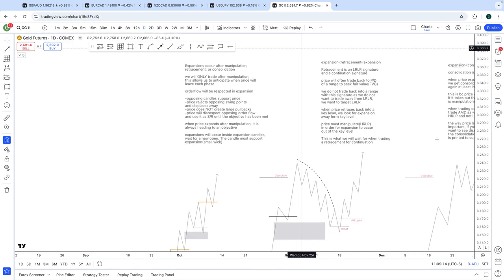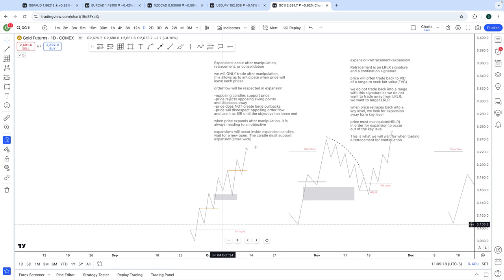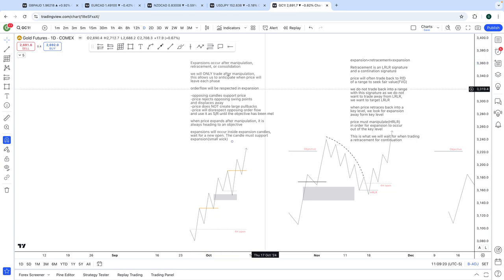So let's get in over here. This is expansion right here. This is what we want to trade. Expansion occurs after manipulation, retracement, or consolidation, right? So each one of these phases leads to expansion, right? So we will only trade after manipulation.